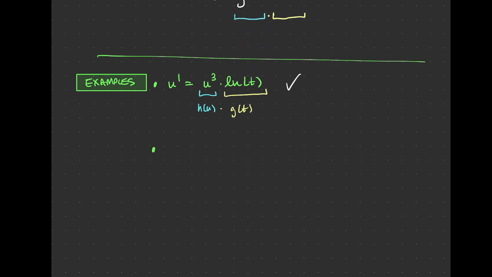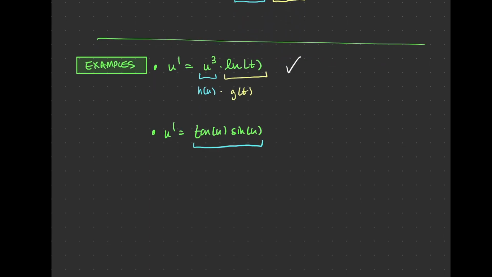How about u prime equals tangent u times sine of u? Well, I've definitely got a function of u here. I could call this all a function of u, or h of u. But I can't see a function of t. Does this count? Well, it does, because you can just write this times 1, and we can call this our function of t, right? So this actually is separable. And this is a trick we'll use a lot: maybe there is no function of t on the right-hand side. We'll consider 1 to be that function of t, and then separate it.